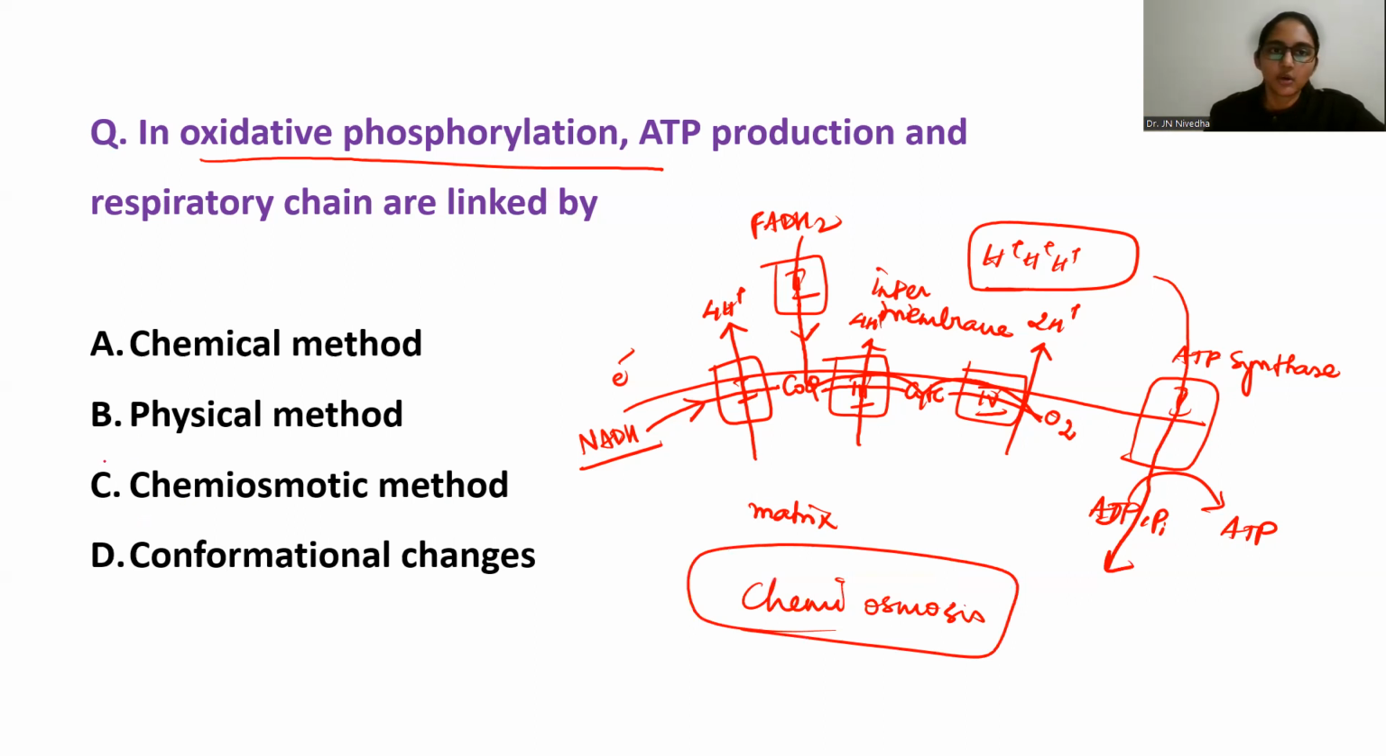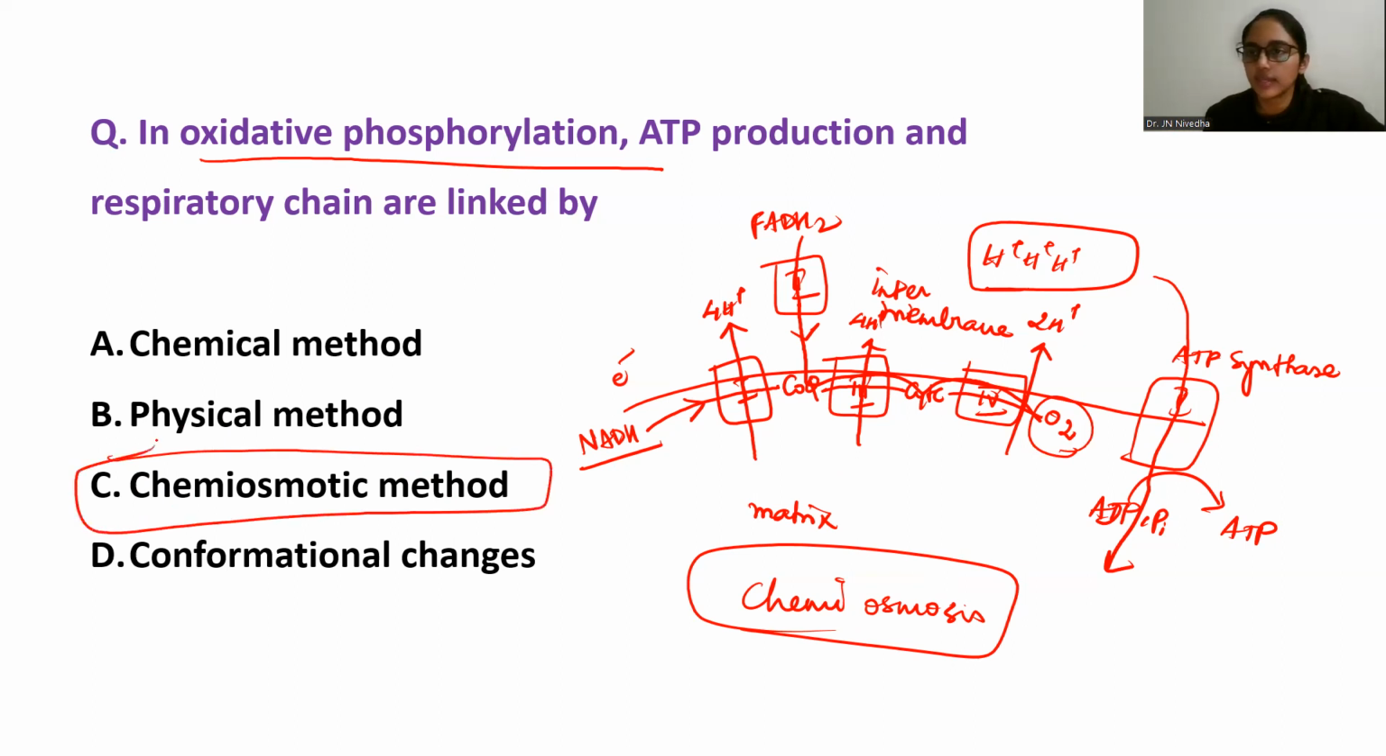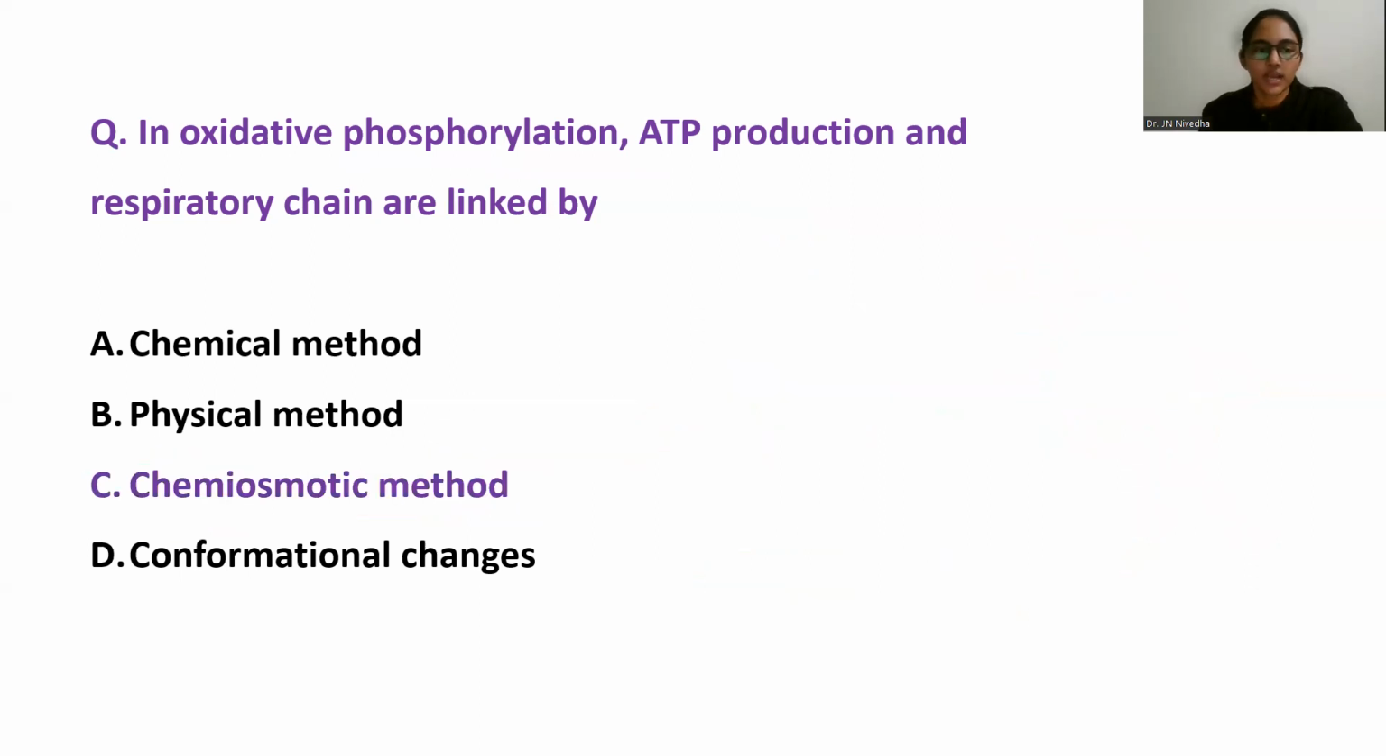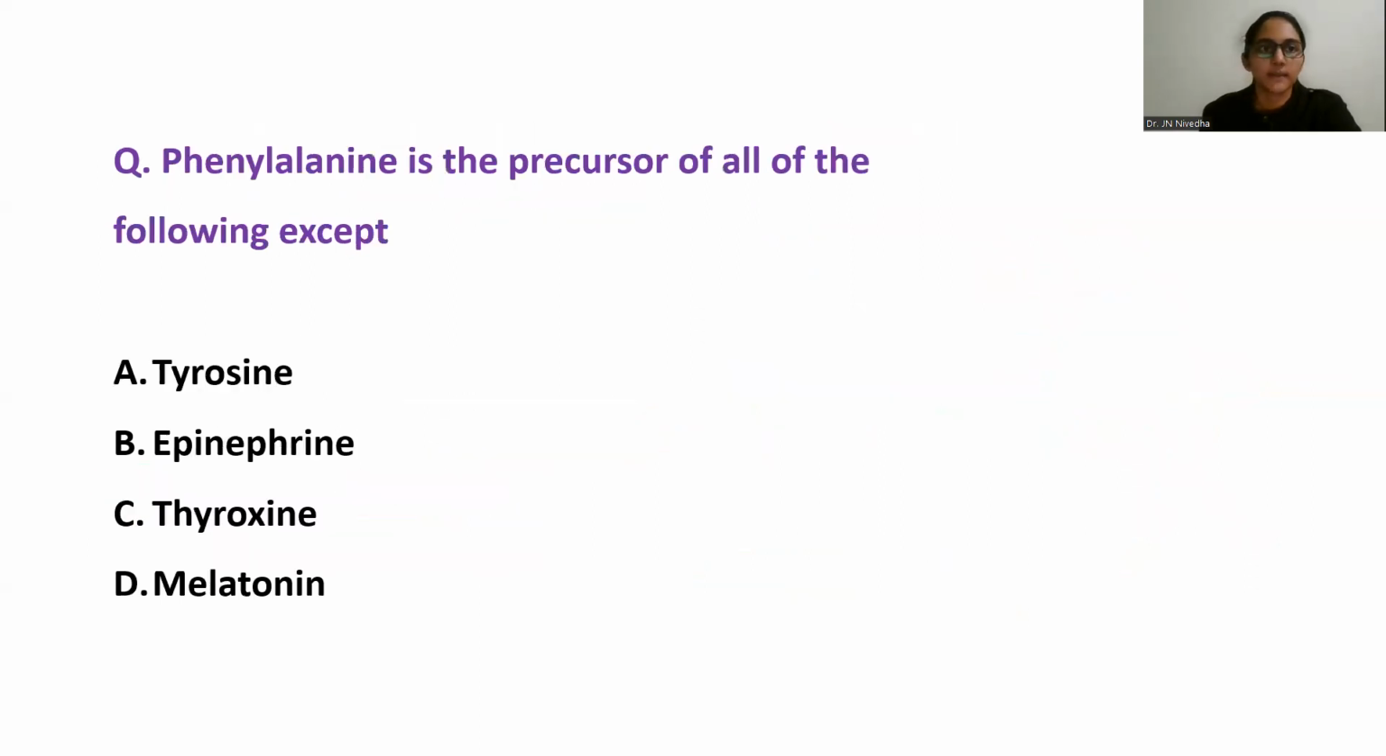So in oxidative phosphorylation, the ATP production and the respiratory chain, which is nothing but the electron transport chain with the final acceptor as oxygen, that is why it's called respiratory chain, is linked by a chemi-osmotic method. So the answer is chemi-osmotic method.